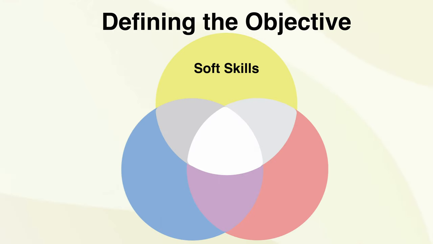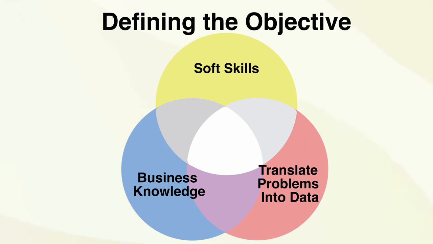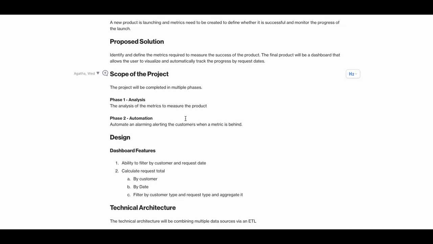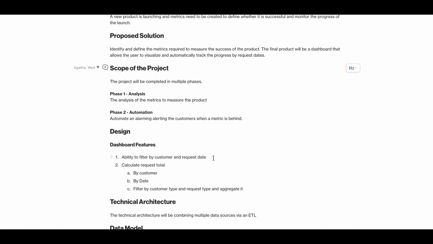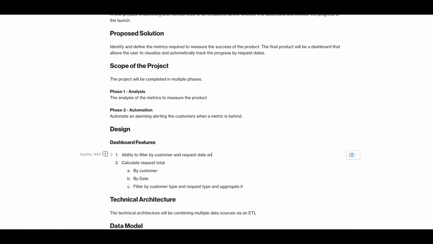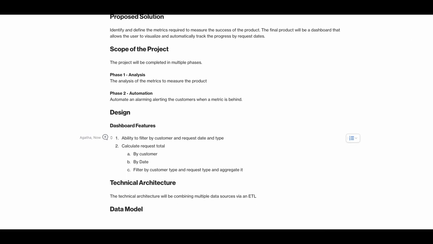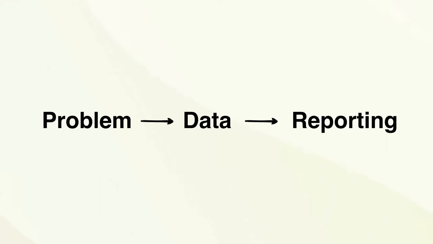Defining the objective requires a combination of soft skills, some business knowledge, and the ability to translate problems into data. I find that having a design document with all the requirements written down prior to building prevents a lot of rework, because now the expectation is clear. Once I have defined the problem, I move on to the next step of data.